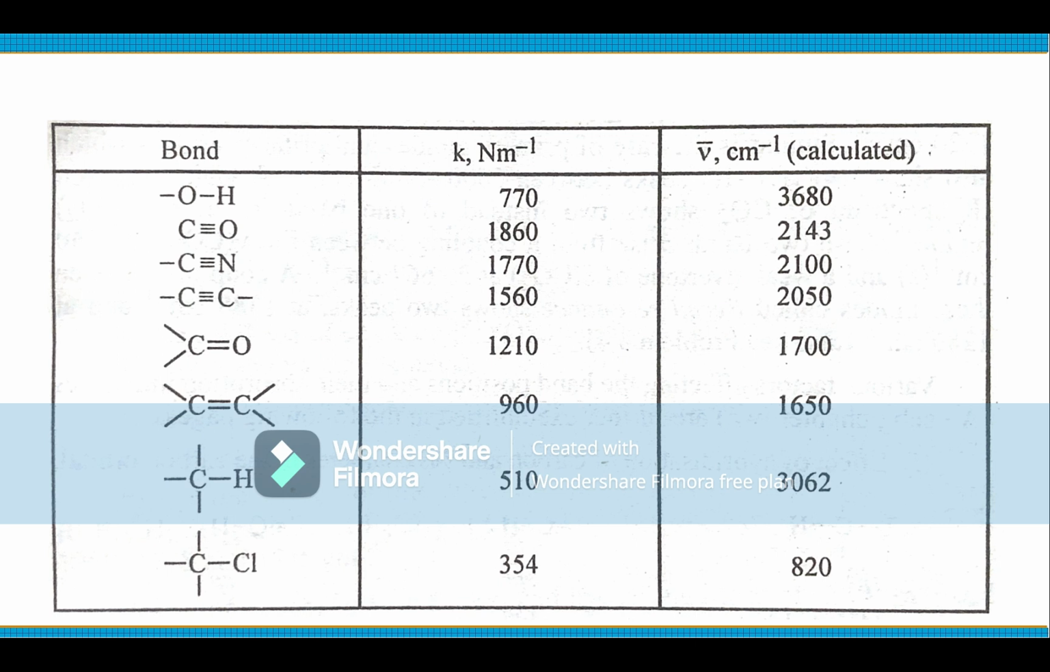If you take carbon chlorine, here you may wonder this bond is more polar, but why is the force constant less? Because the atom is heavy. And if you calculate the reduced mass, you will notice that frequency is inversely proportional to the square root of reduced mass. So chlorine being a heavy atom, here the force constant is less.